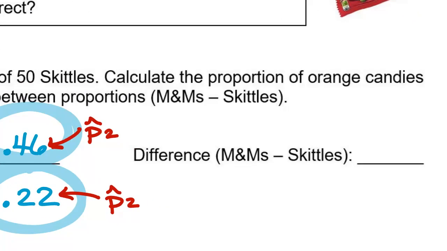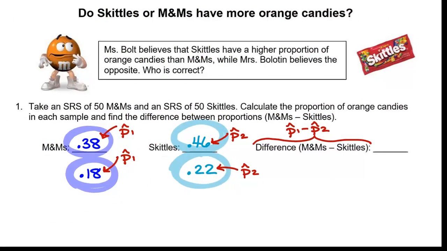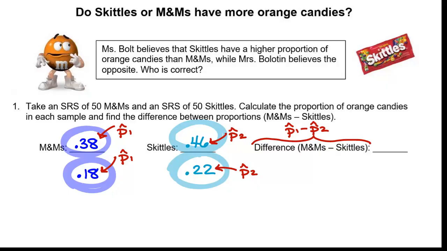I want to calculate the difference, M&Ms minus Skittles. So we're doing p-hat 1 minus p-hat 2. If you have not already calculated this, please go ahead and do that on your page. So it needs to be M&Ms minus Skittles. Skittles is p-hat 2, yes.